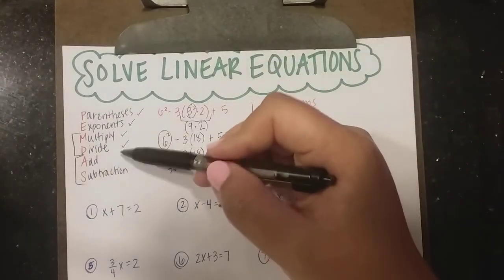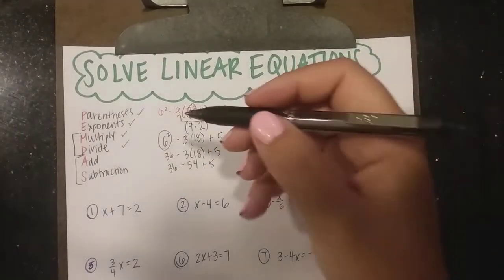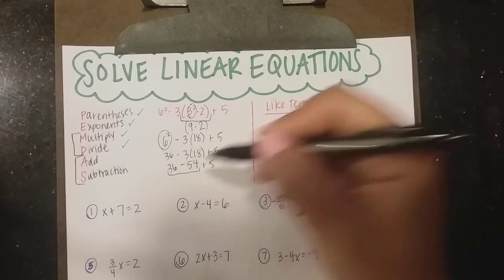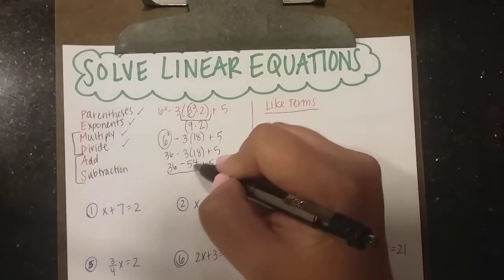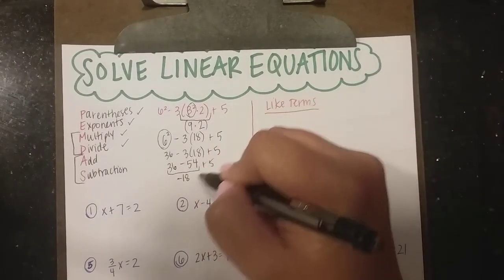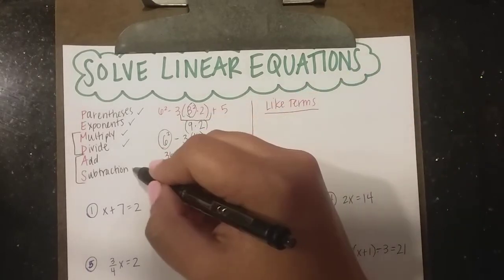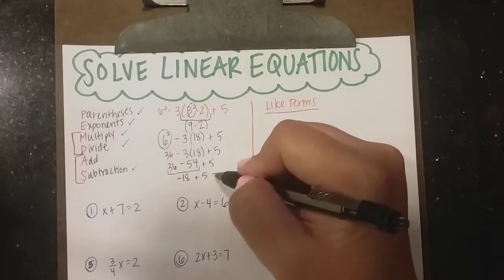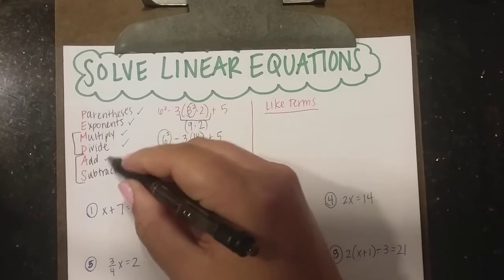So then I'm going to do adding and subtracting, whichever one comes first, left to right. So first, we've actually got the 36 minus 54. And that's going to give me a negative 18. And then bring down my plus 5, so that was my subtraction. And then negative 18 plus 5 is negative 13.